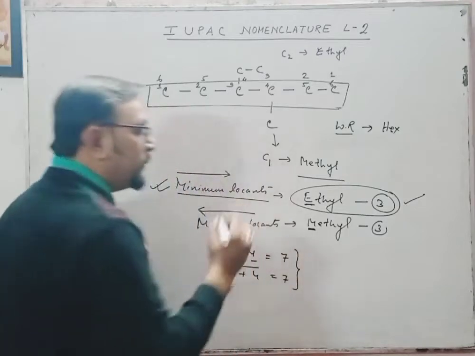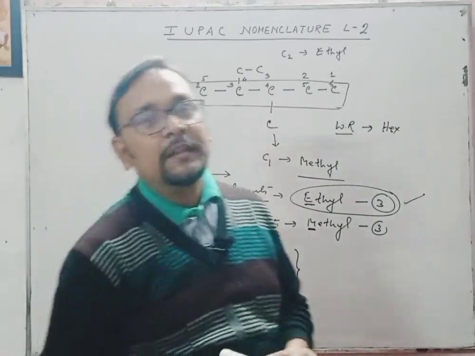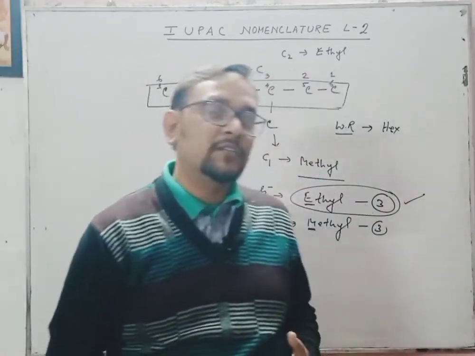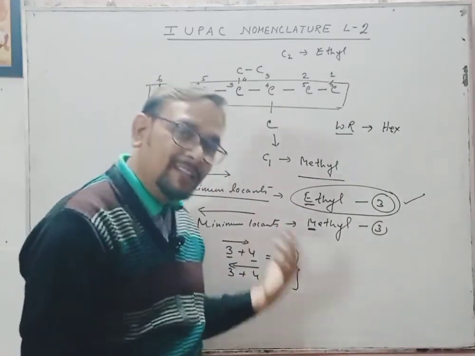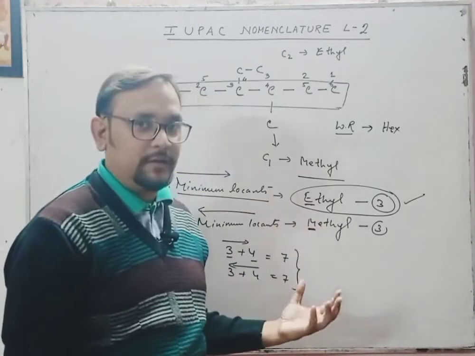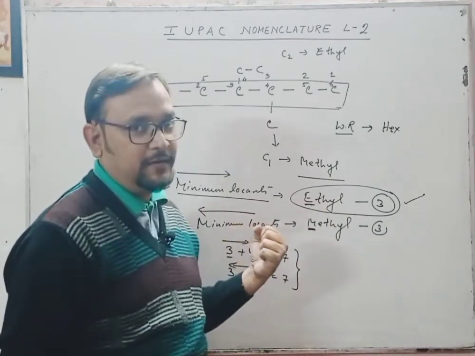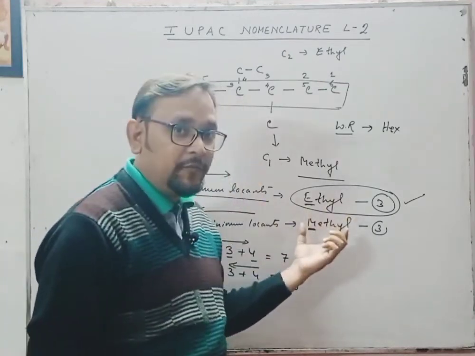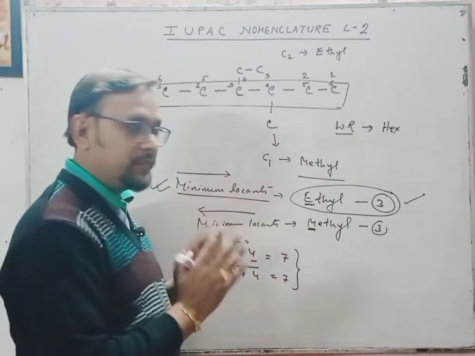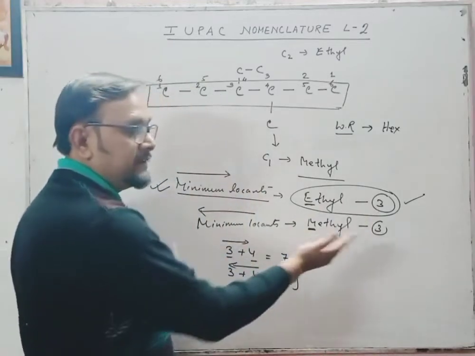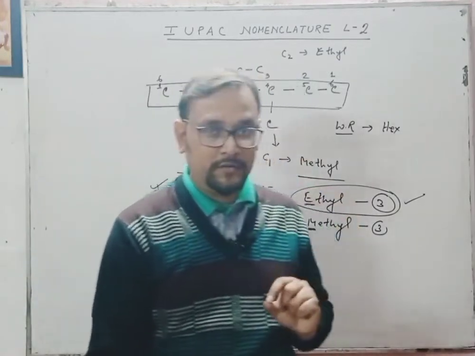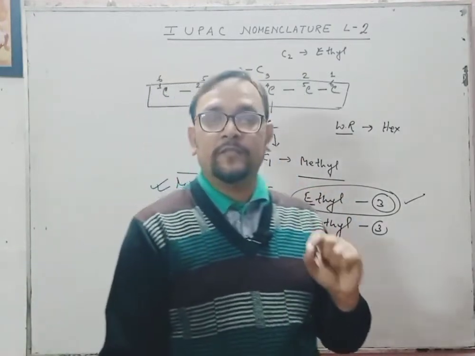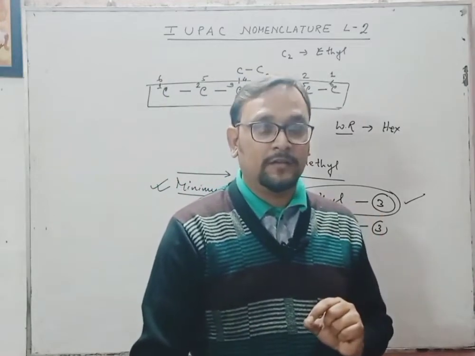Now in such types of cases where you see that the minimum summation rules are coming out the same and the locants are the same, you are getting the same locants but the substituents are different, you see the locants are the same on both sides. Then always give preference to the alphabetical order. Okay? Then always give preference to the alphabetical order.